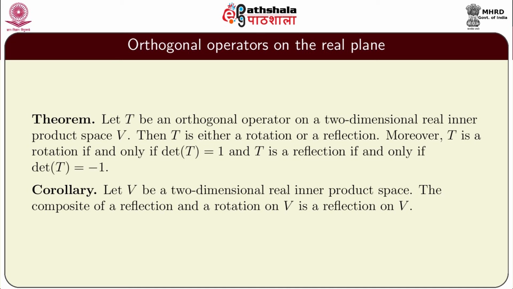Theorem: let T be an orthogonal operator on a two-dimensional real inner product space V, then T is either a rotation or a reflection. Moreover, T is a rotation if and only if determinant of T is 1, and T is a reflection if and only if determinant of T is minus 1. And a corollary which says that let V be a two-dimensional real inner product space, the composite of a reflection and a rotation on V is a reflection on V, and that is because of the determinant condition.